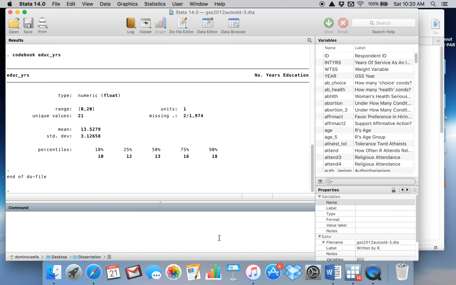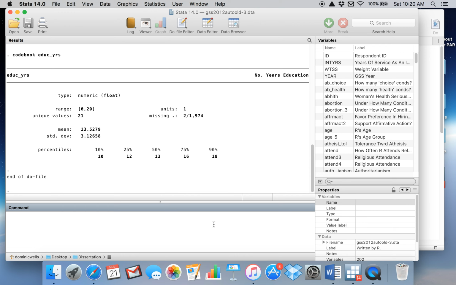And the problem with that is no one understands what that means. Your mother asks you what's the impact of education on the probability of voting, and you can't say, well, it's an increase in the logged odds of blank. That doesn't make any sense. So we have different ways of figuring out how to make sense of this.